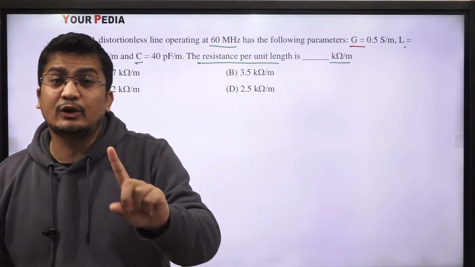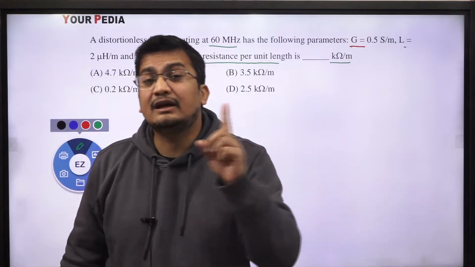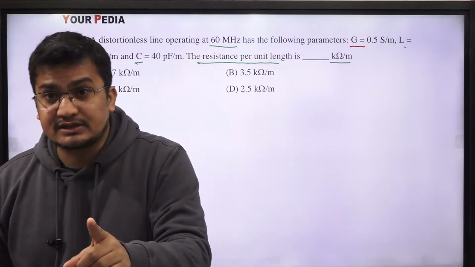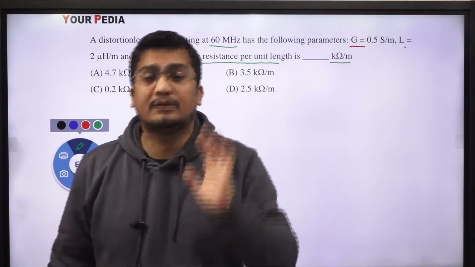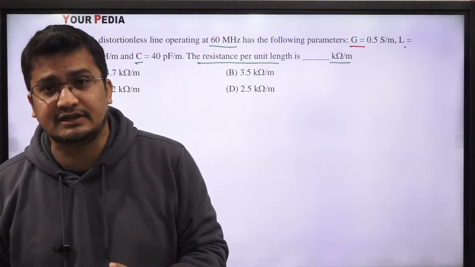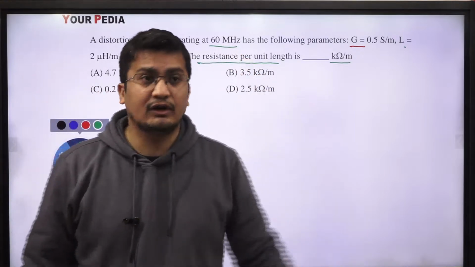Either it's related to calculation of the characteristic impedance, or it's related to the calculation of the attenuation constant, or it's related to calculating any of the physical constants out of R, L, G and C. One question I took earlier and one question is this one, right?